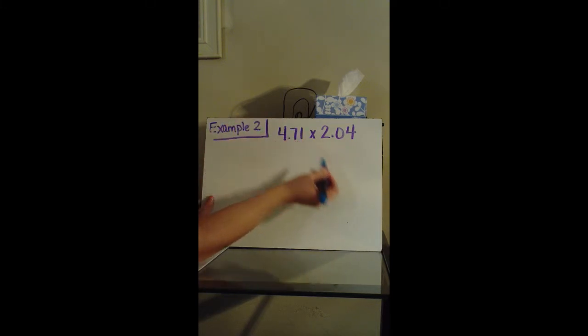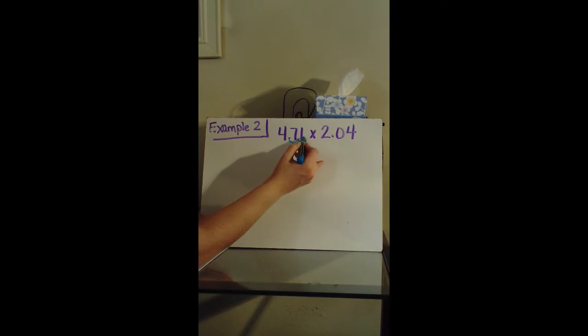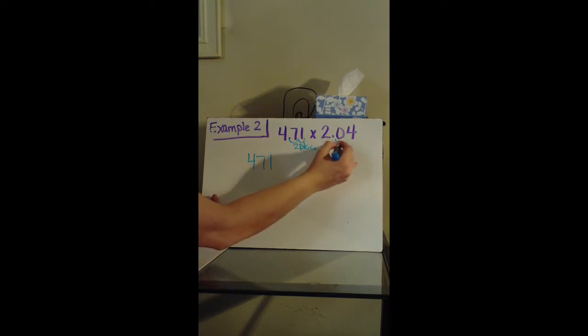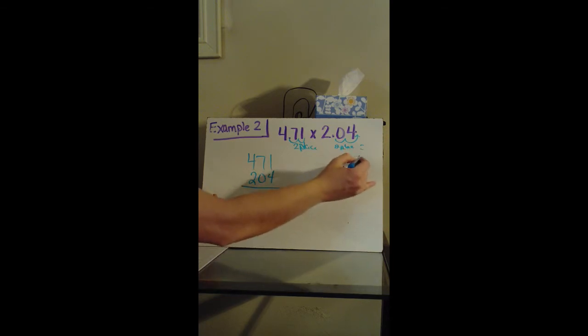Okay. Our next example, 4.71 times 2.04. So again, I'm going to move my decimal and count my total moves. 1, 2, 2 places. This number becomes 471. 1, 2, 2 places. This number becomes 204. And I had a total of 4 moves. Okay? I'm going to keep that in mind for the end of this product.